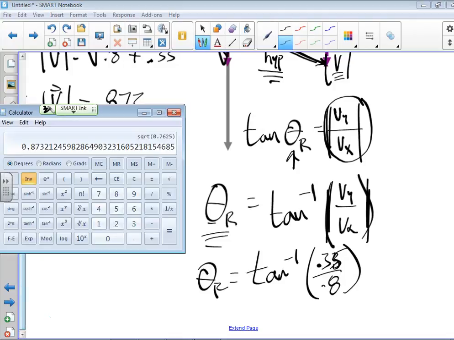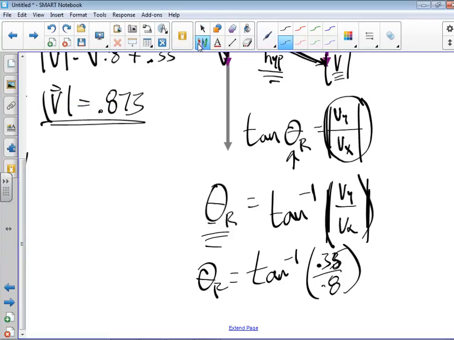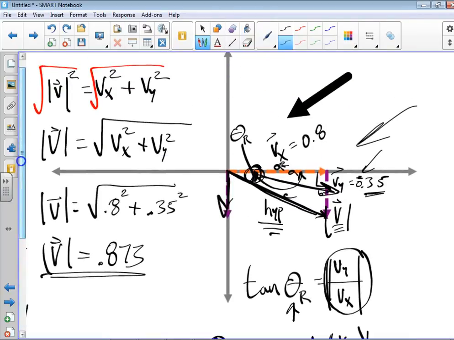So I'm going to go to the calculator. I'm going to go 0.35 divided by 0.8, get an answer, then hit inverse, which is already selected, tangent. It'll be a 23.6 degree angle. So the reference angle is a 23.6 degree angle. This angle right here is 23.6.